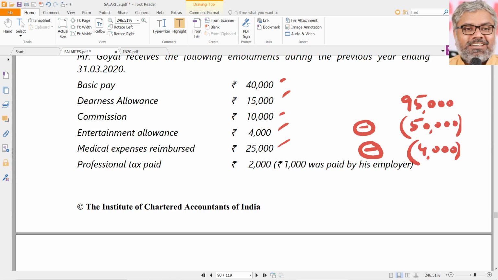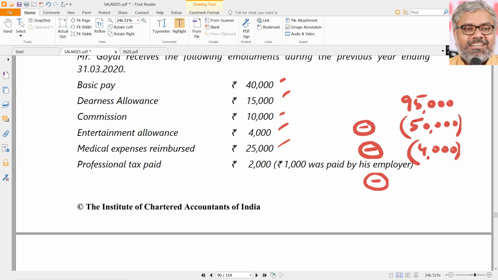If you do this in the main problem itself, considering it as exemption, that would be wrong. Again, you have to keep in mind there is a distinction between exemption and deduction. Exemption is given to the income when the income is earned. Deduction is given later. First it is included in the income calculation, then the deduction is given later. So deduction here for entertainment allowance will be 4,000 rupees.